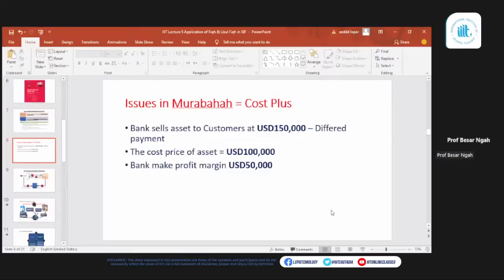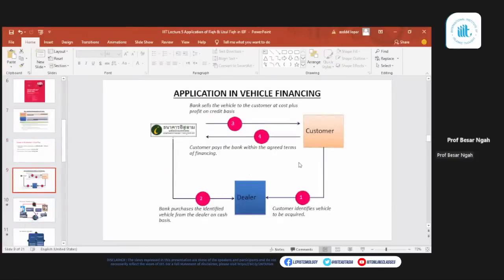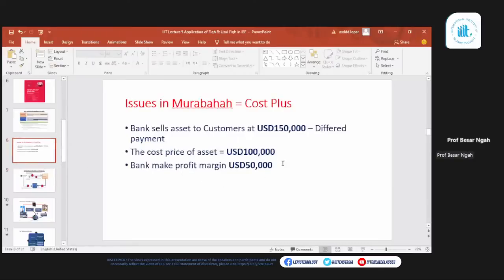All right. When you are doing vehicle financing, for example, the customer goes to the dealer to buy the car at 100,000, and then the bank buys the car for the customer and sells to the customer on murabahah financing, and then the customer pays the bank 150,000. The issue is how do you determine the 50,000 profit? The answer is simple. You are basing on the market rate. You are basing on the market competitiveness. Is it wrong? No, it's not wrong. The issue here, don't you have any other mechanism rather than such a very simple way of determining the markup?